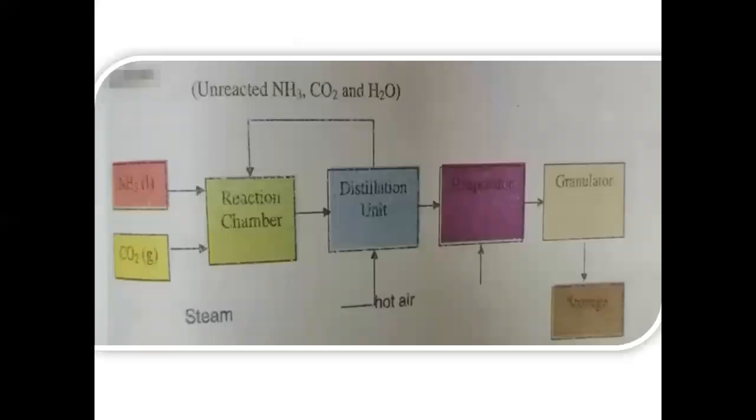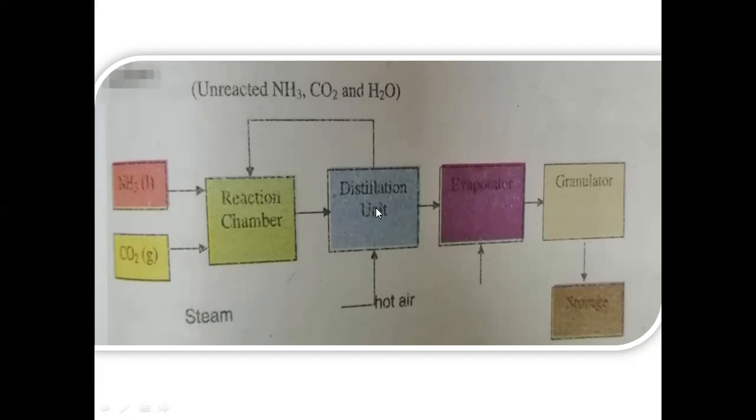In this image, you can see the flow sheet diagram of the urea cycle. Carbon dioxide reacts with ammonia in the reaction chamber, and there they form ammonium carbamate. Ammonium carbamate then passes through the distillation chamber. In the distillation chamber, what will happen? The unreacted carbon dioxide, ammonia, and water will go back to the reaction chamber, and the ones which react together form ammonium carbamate. That ammonium carbamate is then passed through the evaporator because it is in the liquid form. The distillation of ammonium carbamate will give urea.